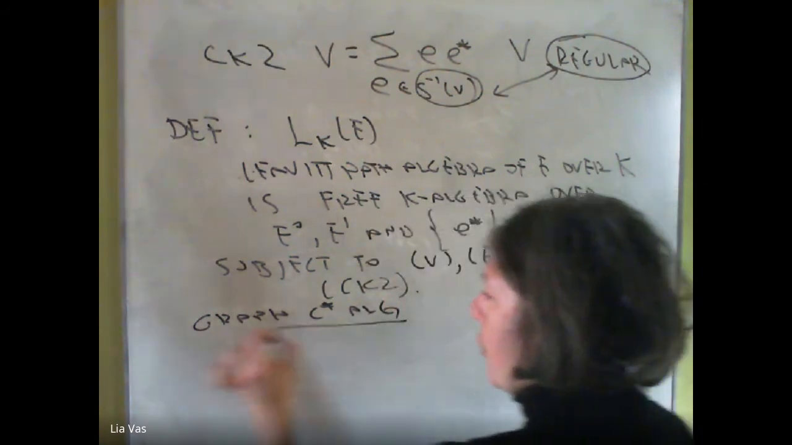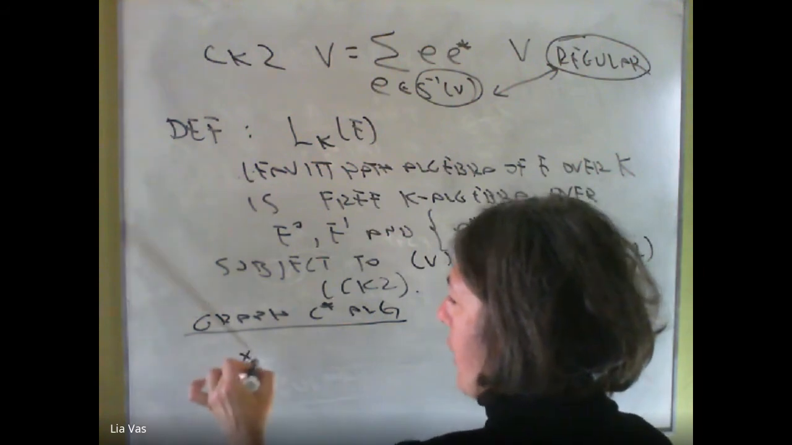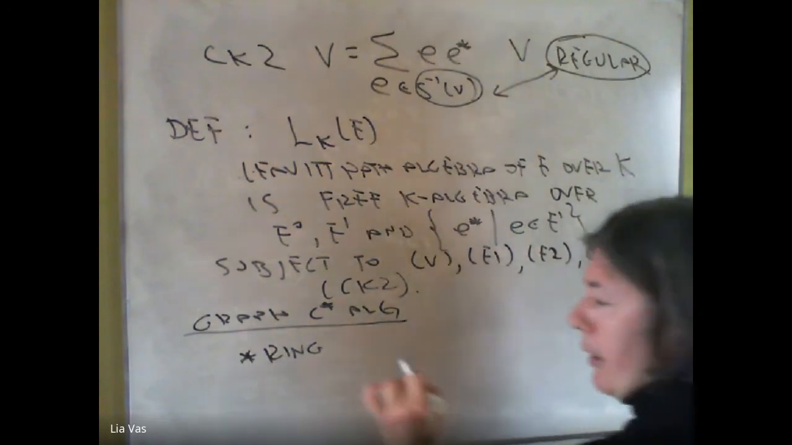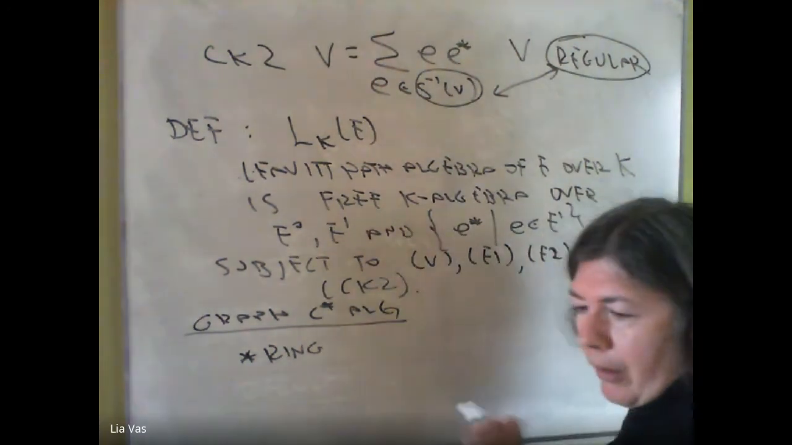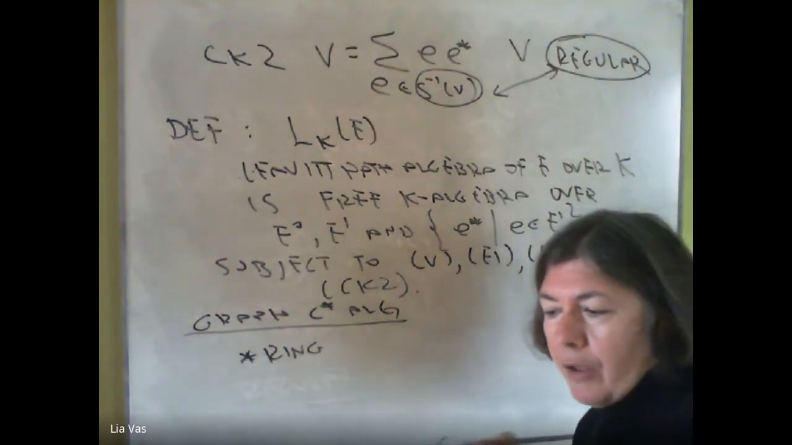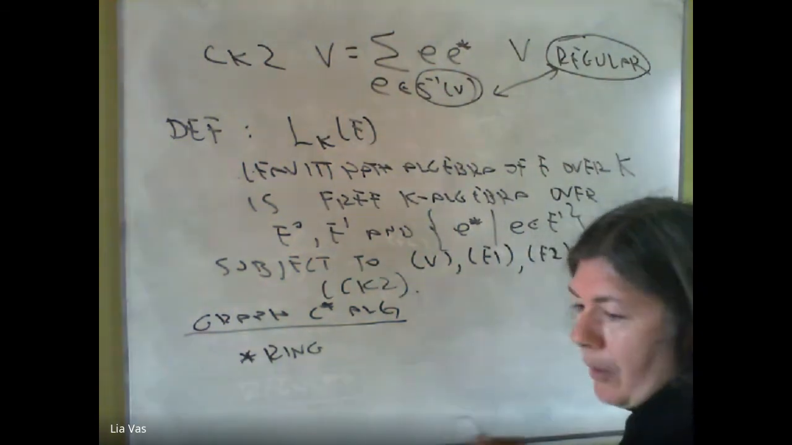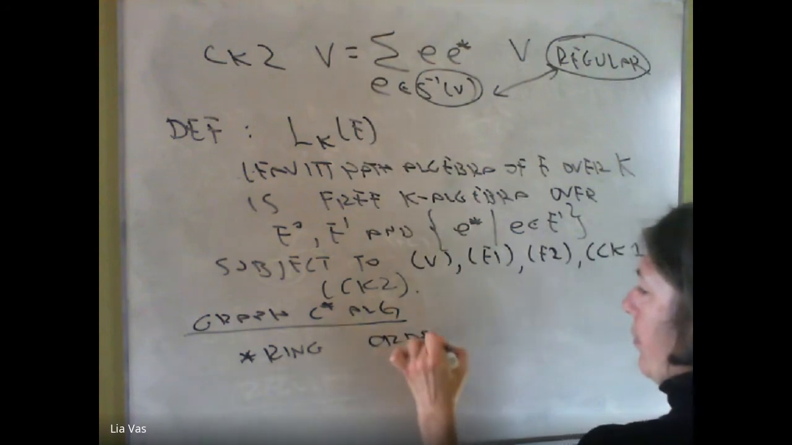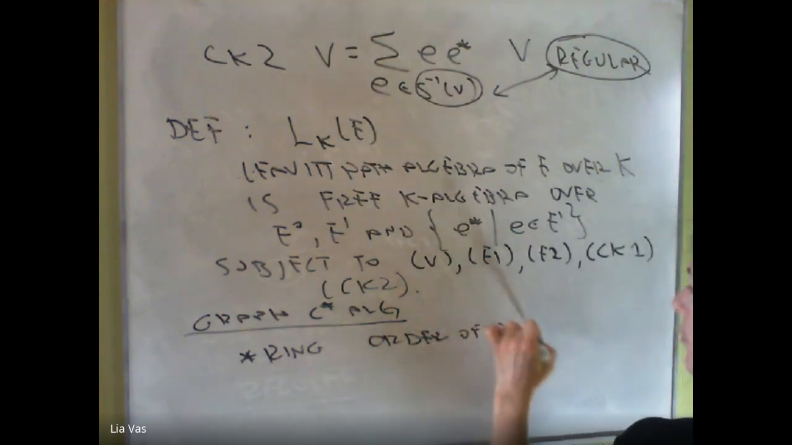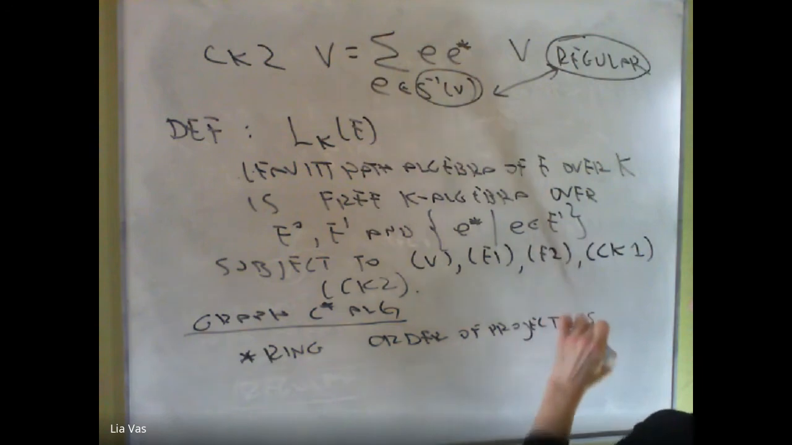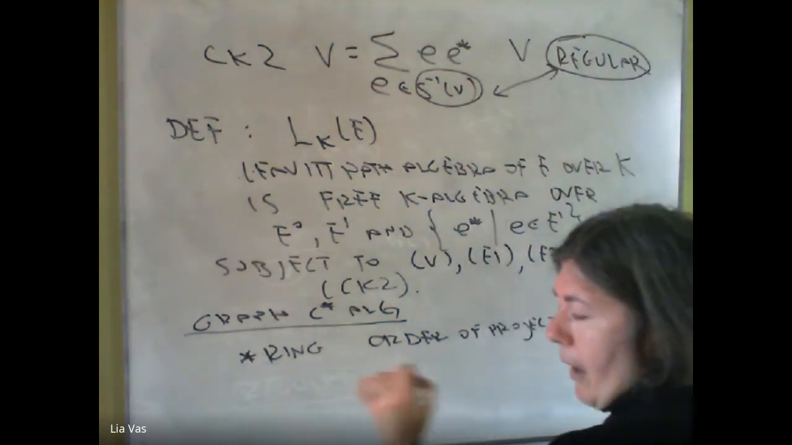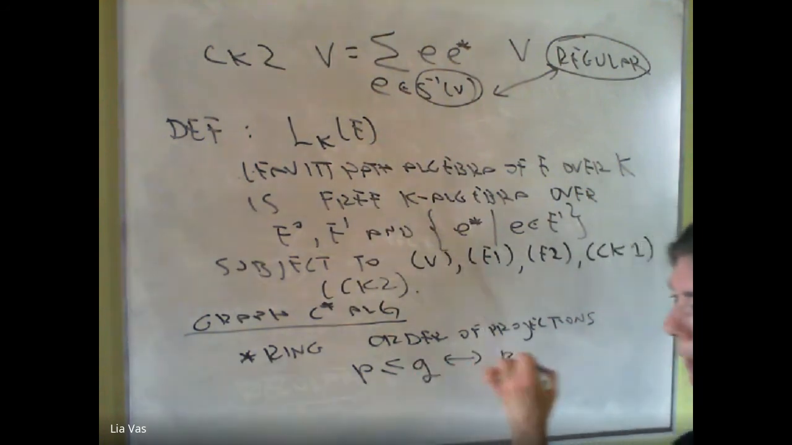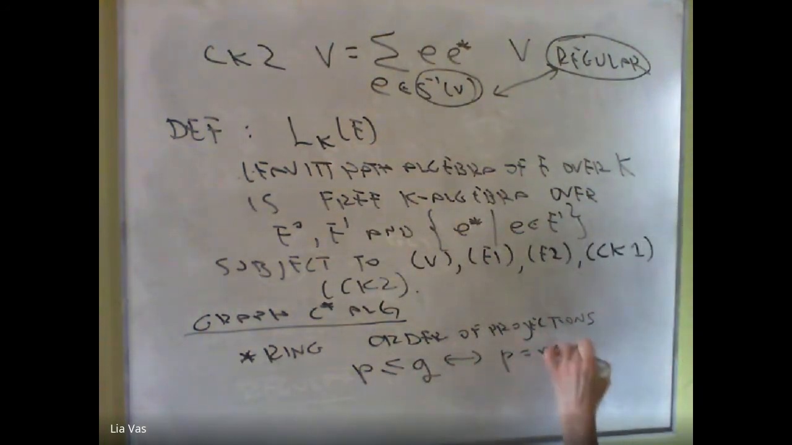So before we go to graph C-star algebras, let's go for a second to a star ring, and let me give you one binary relation on projections. This is like an order. It says that P is less than or equal to Q if P is both PQ and QP.